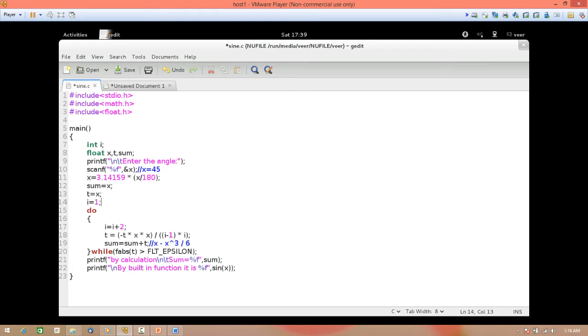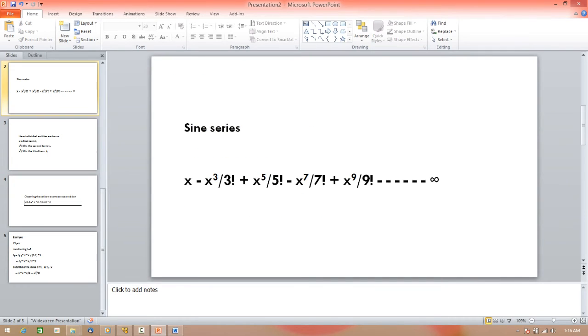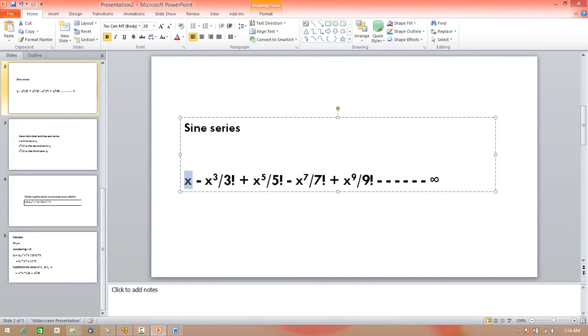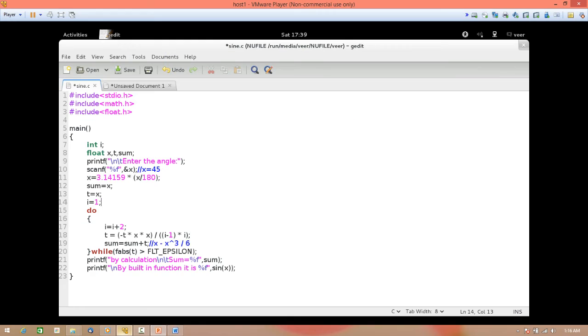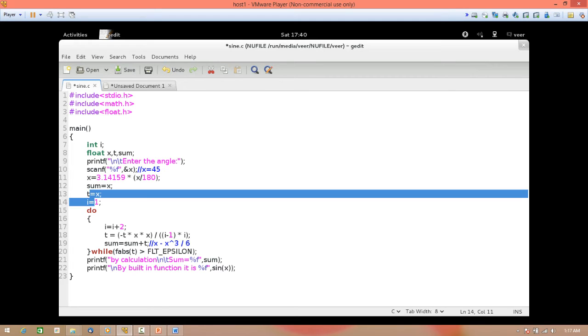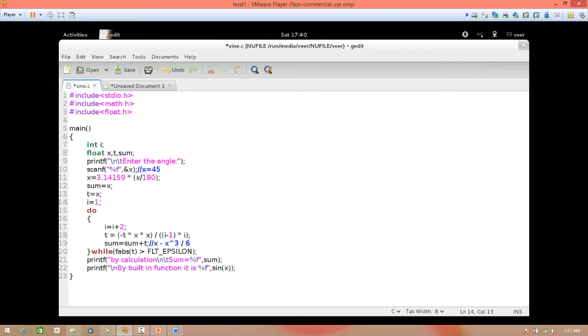Next we have sum equal to x. In the series, if you observe carefully, we have the first term as x. So we initialize the sum variable to be x. Then we have t equal to x. The first term is x when i equal to 1. So t1 is x when i equal to 1. Okay, so i equal to 1.